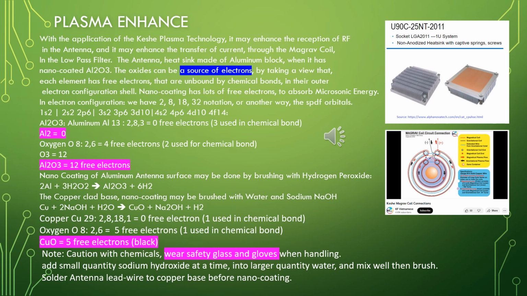Note: caution with chemicals. Wear safety gloves and goggles when handling. Add small quantity sodium hydroxide at a time into large quantity water and mix well, then brush. Solder antenna lead wires to copper base before the nano coating.